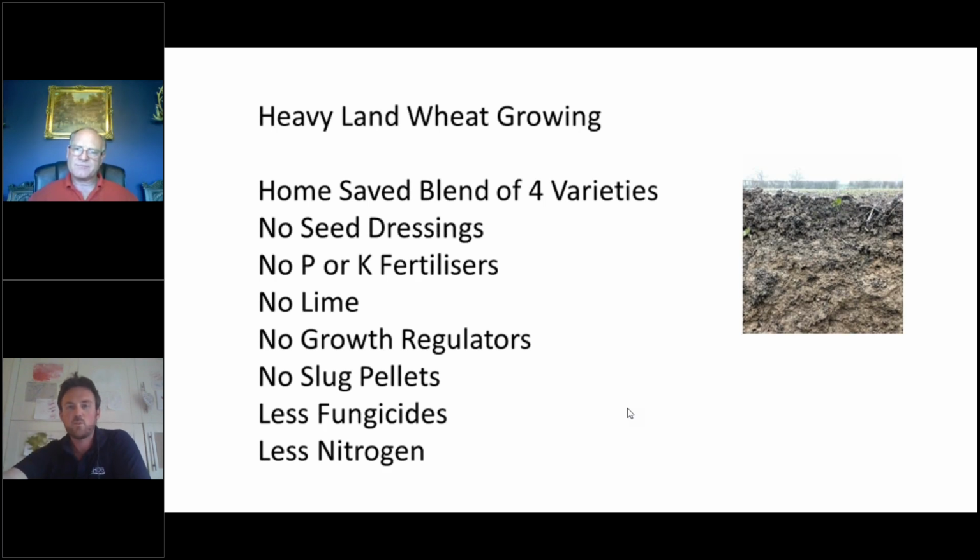Yeah, absolutely. I suppose it's one of those things. Could you do it with milling varieties as well? If you blended 4 milling varieties together, would that work? Yeah, I think you could do. Yeah, it's not a strength.